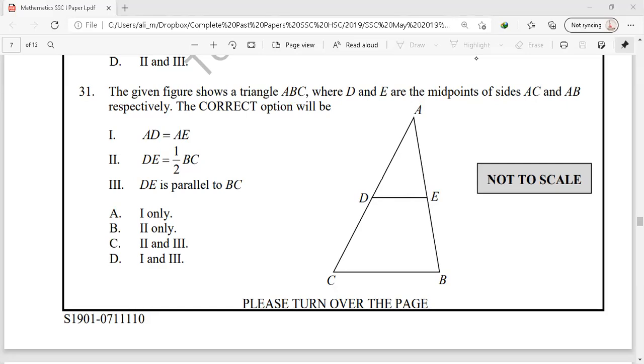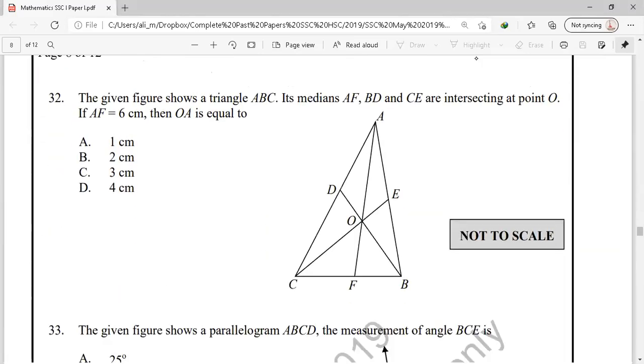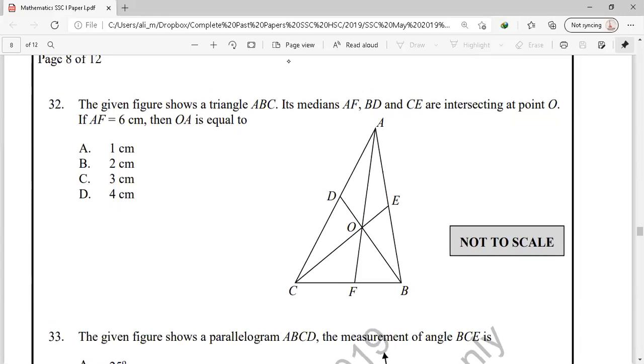So let's come to question number 32. In question number 32, we have our triangle ABC, and AF, BD, and CE are the medians intersecting at point O. And we have these three medians of this triangle. It means if this is a median, this segment should be equal to this segment, and this segment is equal to this segment.